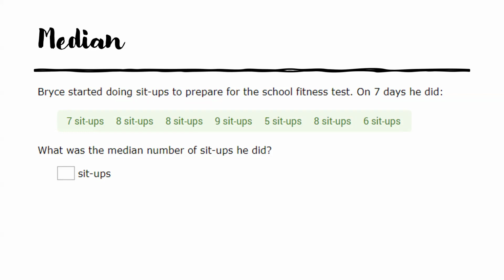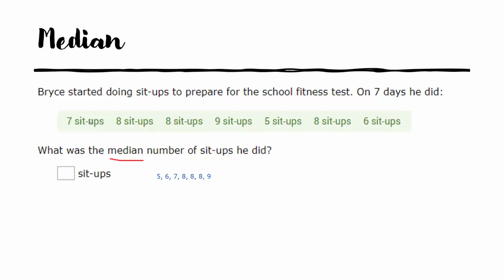So Bryce started doing sit-ups to prepare for the school fitness test. On 7 days, he did as follows. What is the median of the sit-ups that he did? All right, first up, let's reorder these from least to greatest because we need that if we want to find the median, the middle.